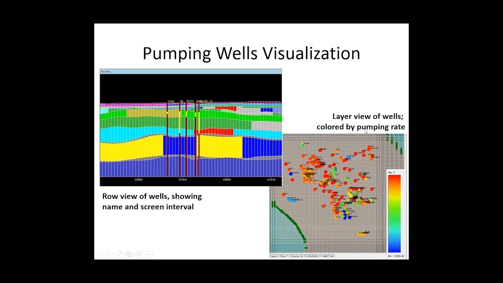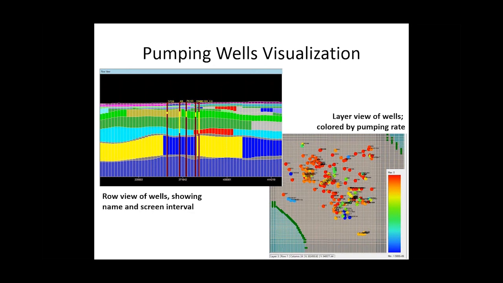On the right, you have a figure showing the plan view of the well location, and in this case, the wells are colored by the pumping rate. So this is a nice way to get different trends. Maybe you're dealing with hundreds or thousands of wells, and you need to see what areas of the model you have higher pumping over lower pumping, maybe on a layer-by-layer basis.